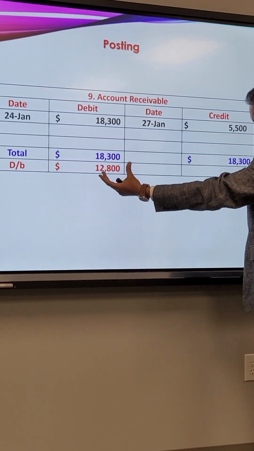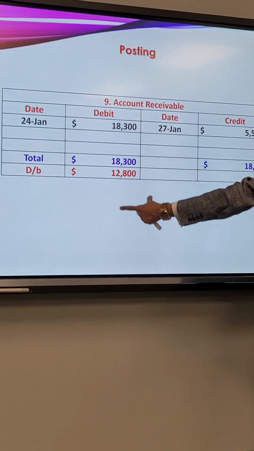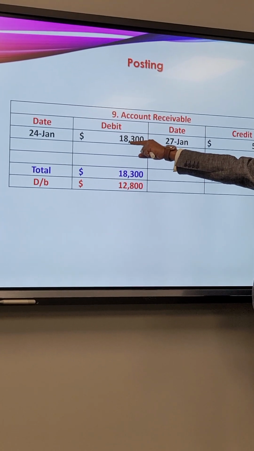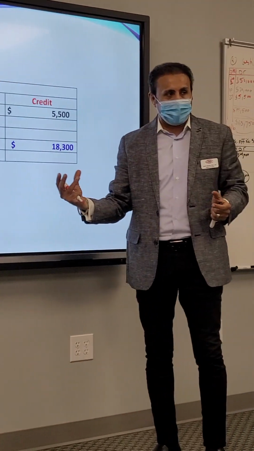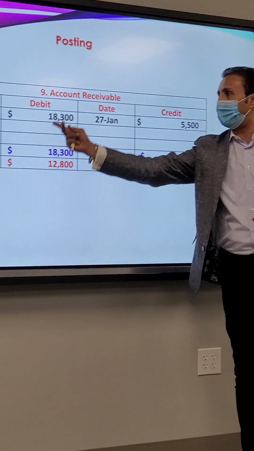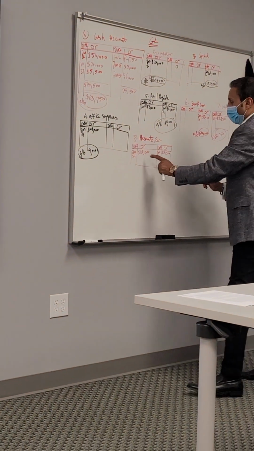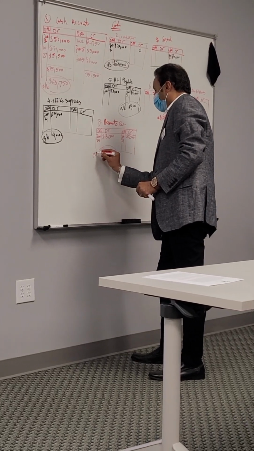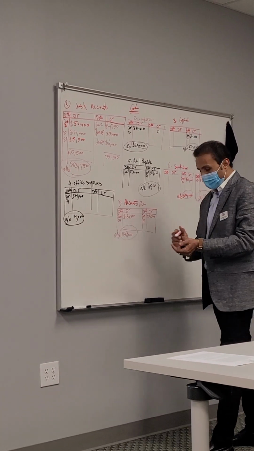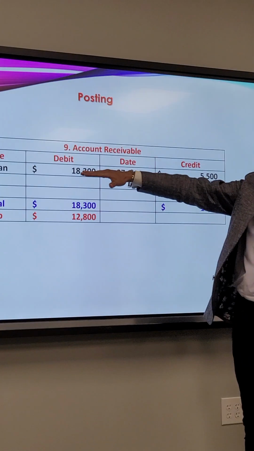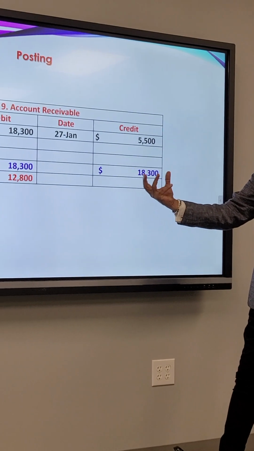That's why we record our result here, 12,800 under the biggest side. The biggest side here is the debit side because we have this balance 18,300, more than 5,500. So that's why I subtract and get the result. I put the number here under the biggest side, the debit side. How much? 12,800 I will put here as accounts balance. After I subtract 18,300 minus 5,500, the result gives me 12,800.